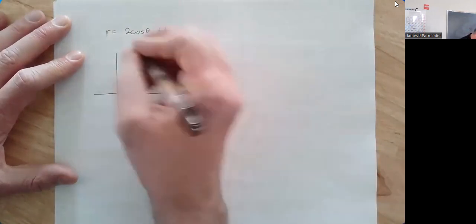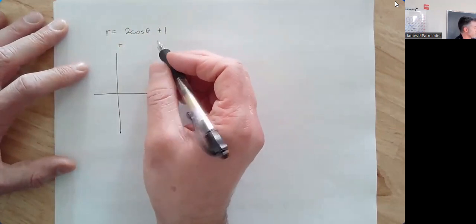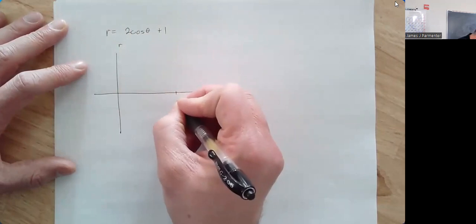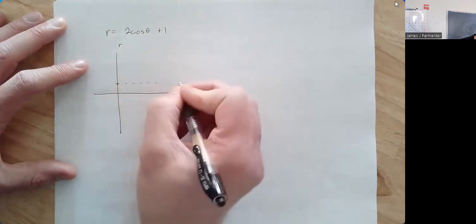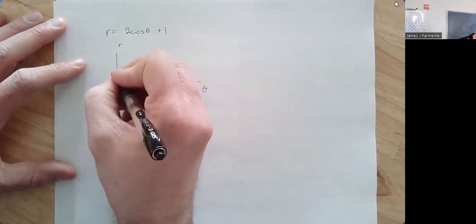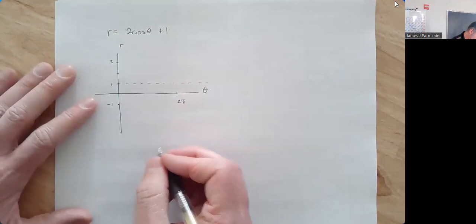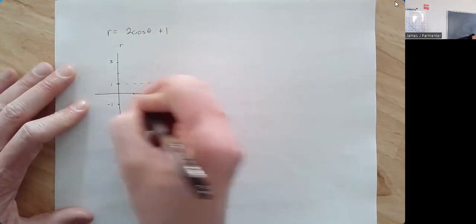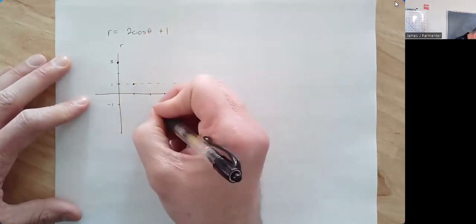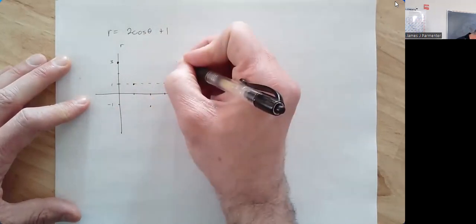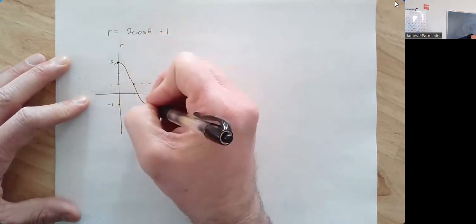So here's my theta, here's my r. So I'm shifting it up 1, and the amplitude is multiplied by 2. So I still have my usual period from 0 to 2 pi, but now going up 1, and then my amplitude's 2. And then I'm going to try and make this look good. I always try and make it look good, extra good. So cosine starts up here, and then hits right here, and then down here, and then up here, and then back to here. Yeah, sure. Good.